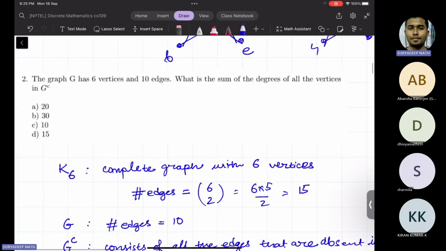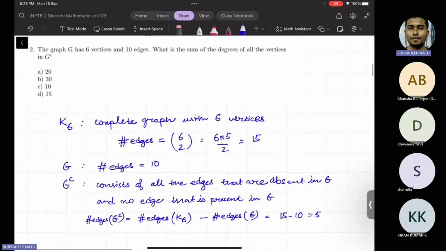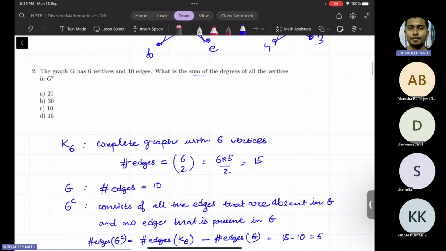So this is the number of edges that are present. They are asking what is the sum of degrees. Sum of degrees is nothing but twice the number of edges. So twice into 5 is 10. So option C is the right answer for this question.